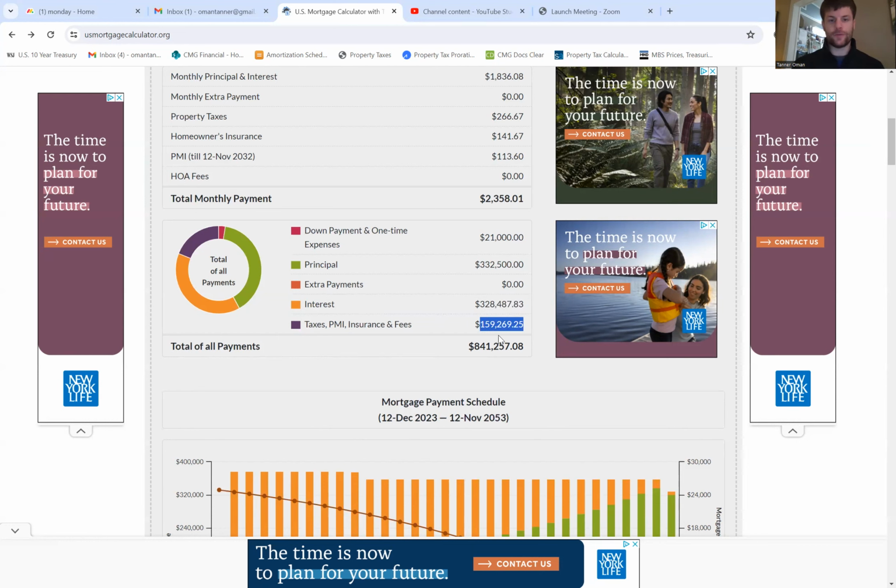You'd also have, in this example, based on estimating taxes and insurance and that stuff over the time frame, another $160,000. But that's just going to happen with owning a property. You'll have taxes and insurance and stuff that you just are going to have to cover. But the big piece here is interest.